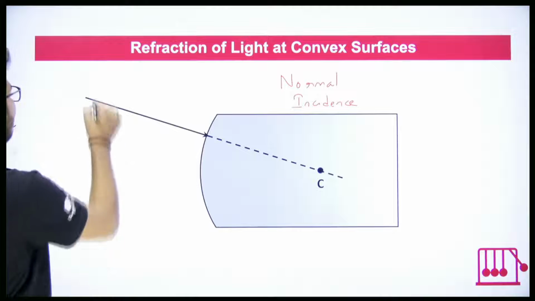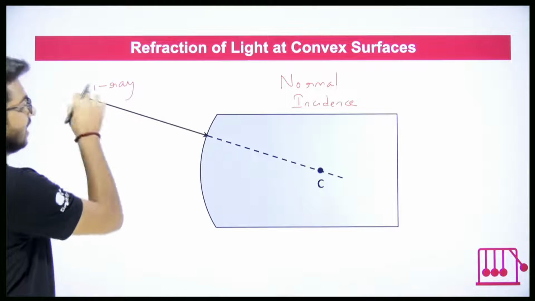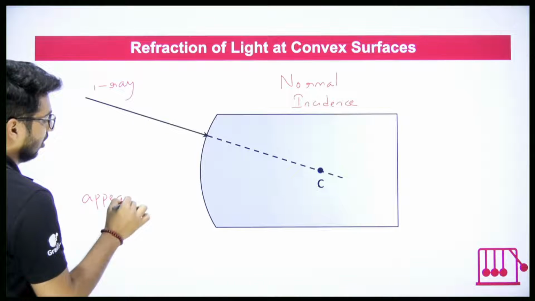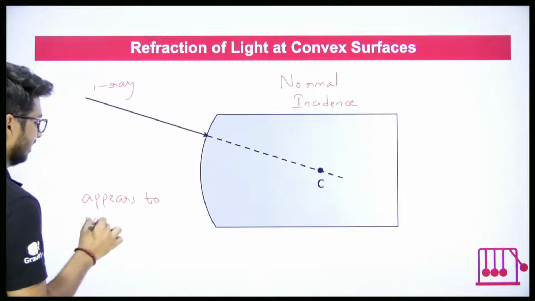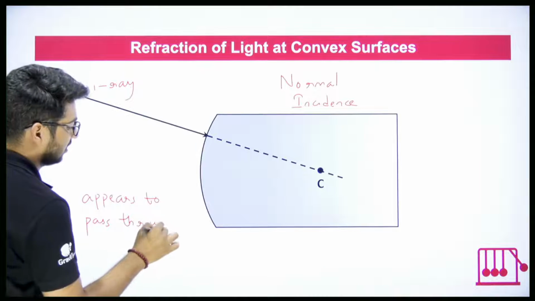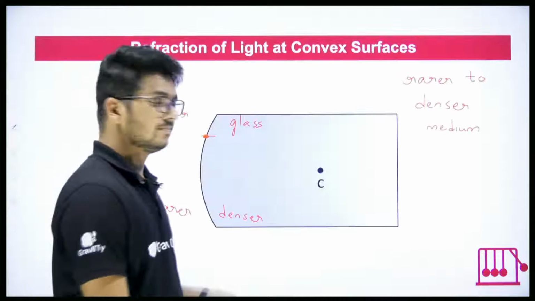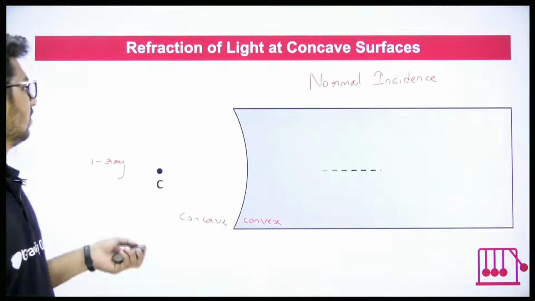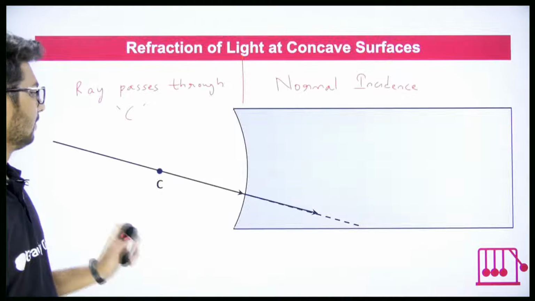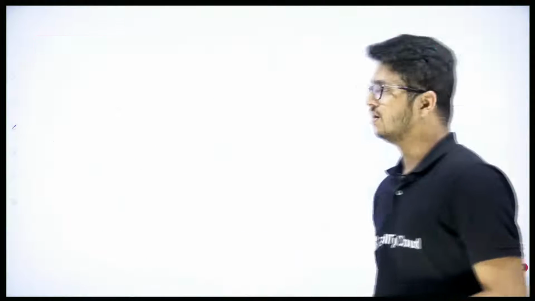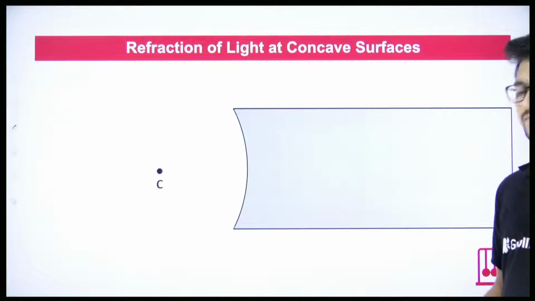Yes, but I think we had another case. Here, if you look at the incident ray, it appears to pass through the center. So if the ray actually passes through the center or if it appears to pass through the center, it doesn't matter. What happens? It passes undeviated. Okay, we discussed that. This is also done. Clear, normal incidence for both the cases we have discussed. Then we'll go into the other cases.